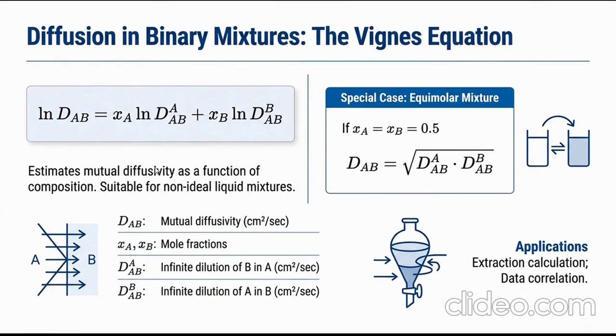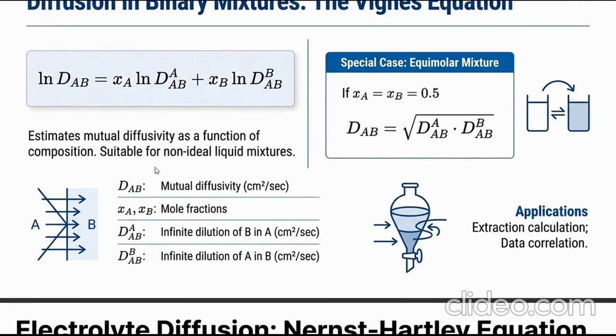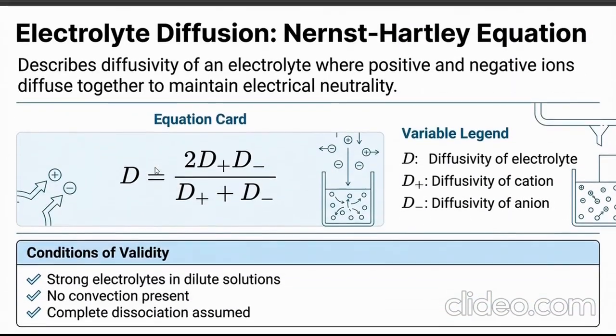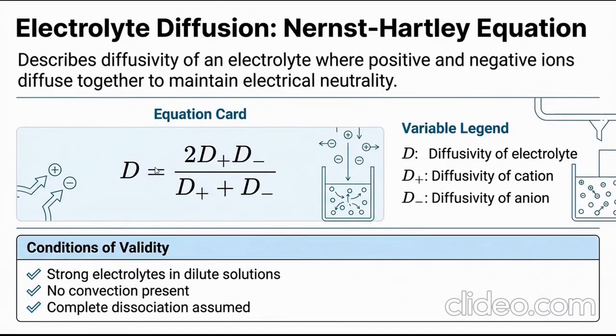How do mixtures behave? Vignes' equation estimates mutual diffusivity based on mole fractions of components. In a 50-50 mixture, the diffusivity is simply the geometric mean of the two components' infinite dilution values. Electrolytes are special because they have to maintain electrical neutrality. The Nernst-Hartley equation calculates a combined diffusivity that ensures that positive and negative ions stay together while moving.